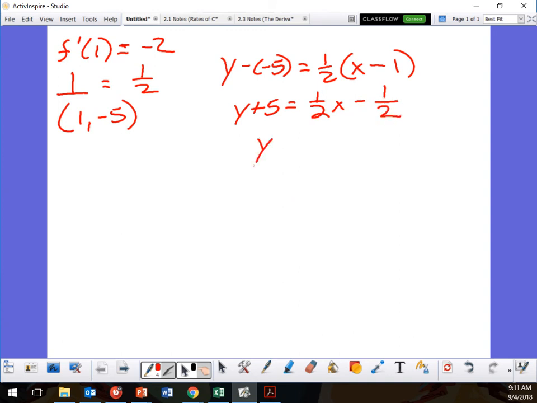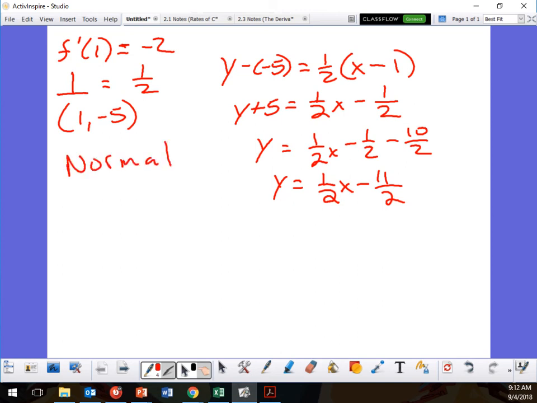Now I need to subtract 5 from both sides: 1/2 x minus 1/2 minus 10 over 2. Do you see what I did there? I'm still subtracting 5, I just put it over a common denominator, so it's easier. So y equals 1/2 x minus 11 over 2. And this is the equation of the normal.